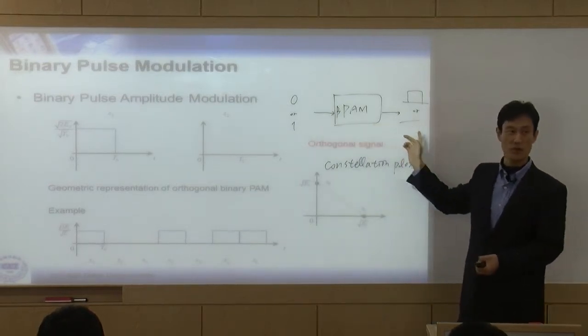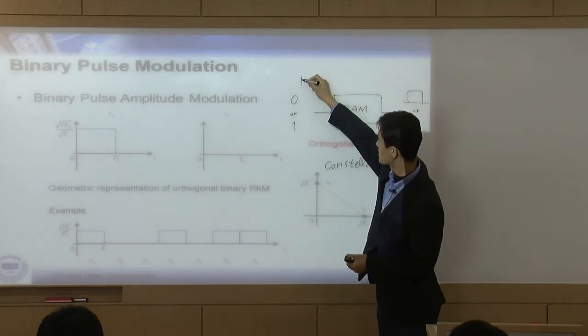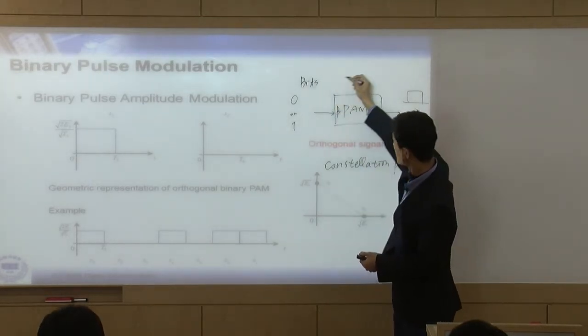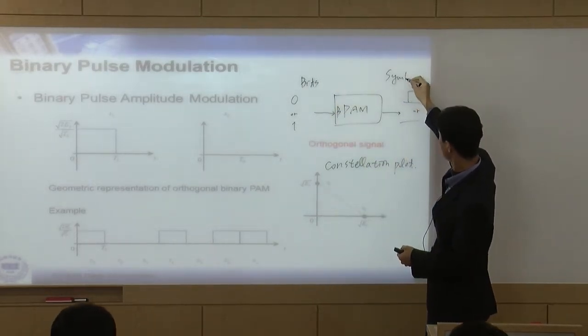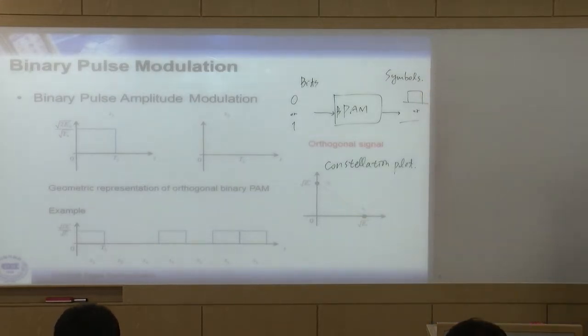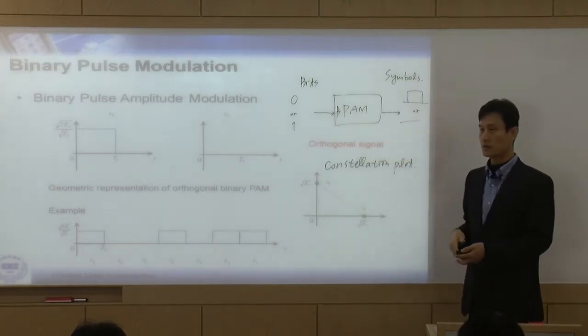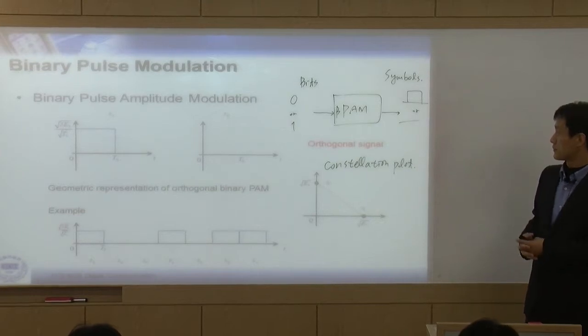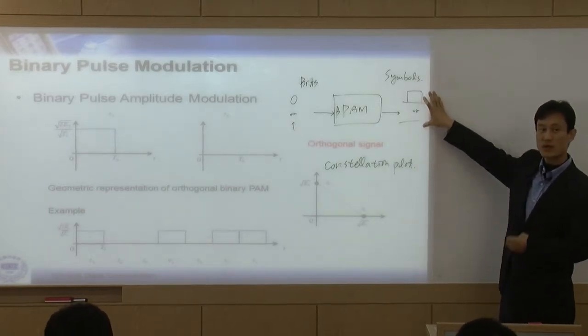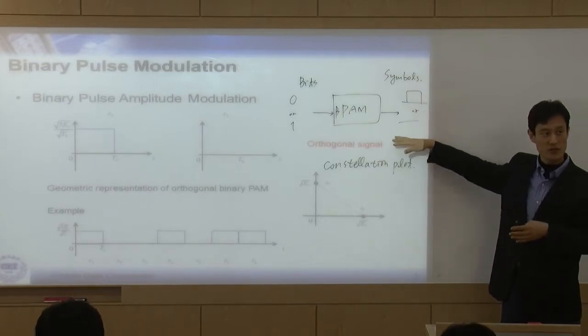Bit to symbol. These are bits. These are symbols. That's a mapping, a bit-to-symbol mapping. So we are going to do a different mapping depending on orthogonal or antipodal signals. And symbols are what we are transmitting to the channel. What is the channel we are using in this case?